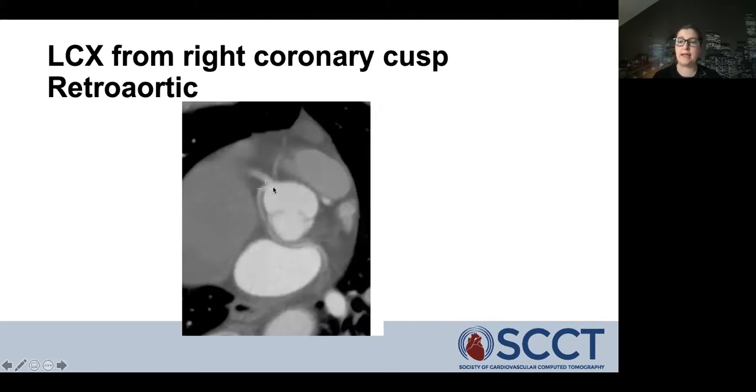Now you can get a sinoatrial nodal branch coming from the right side, but this one comes all the way around, and is feeding the circumflex territory. So this is an anomalous circumflex coming from the right coronary cusp. Sometimes you see it coming from the proximal right coronary artery. More often it comes from the coronary cusp.